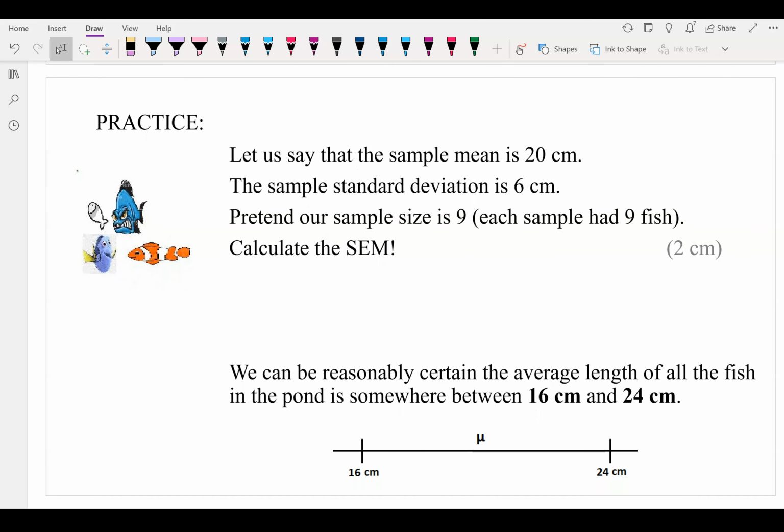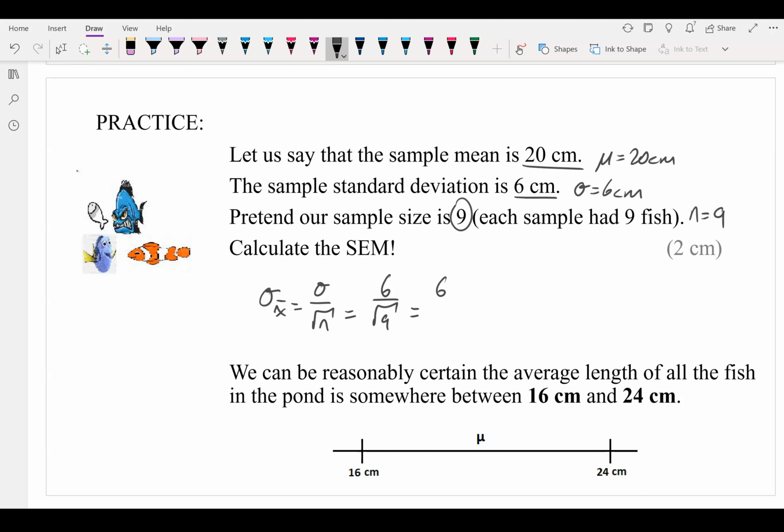One more practice. Let's say the sample mean is 20. That'll be the exact same as the population mean. Standard deviation is 6. We know the sample size is 9, so every sample took 9 fish this time. Standard error of measurement is going to be the standard deviation divided by the root of the sample size. That's 6 divided by root of 9. In this case, that's 6 over 3, which is 2 centimeters.